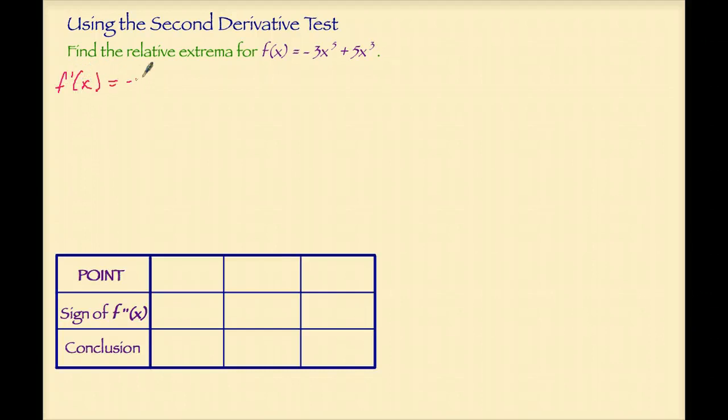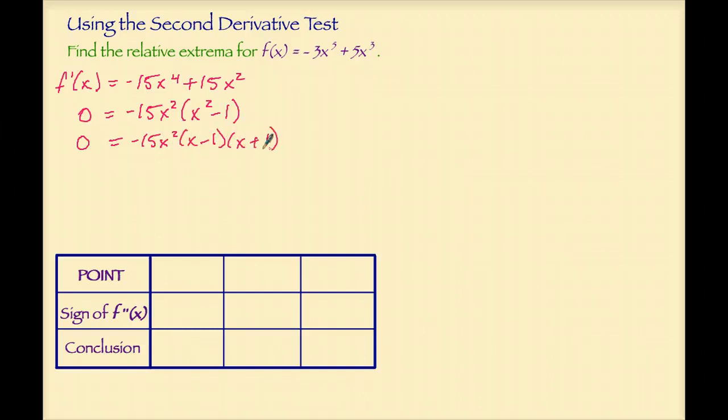Our first derivative is negative 15x to the fourth plus 15x squared. I'm going to set this equal to 0 and factor out negative 15x squared. This leaves x squared minus 1. As I continue to factor, I end up with negative 15x squared, x minus 1, x plus 1. Each of these factors will generate a critical number when set equal to 0. 0 is one of my critical numbers. Of course, 1 is another. And the last one will be negative 1.